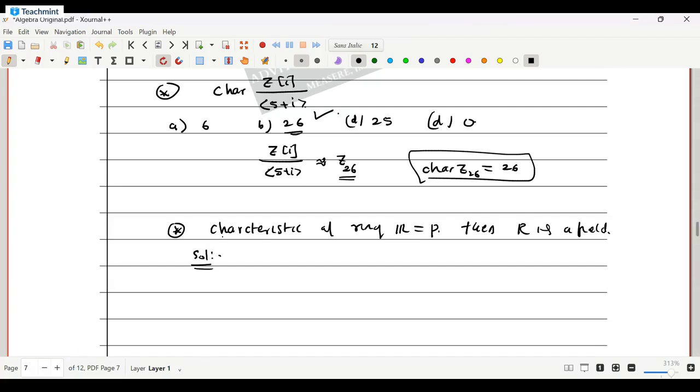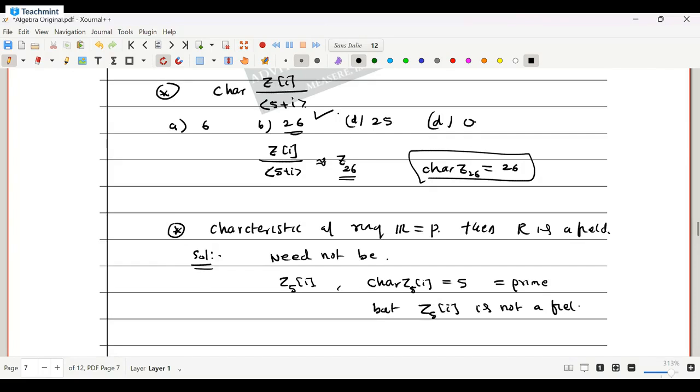We have already discussed some examples, and the answer is in them. The answer is that it need not be. Why? Z5[i]. The characteristic of Z5[i] is equal to 5. 5 is a prime number, but Z5[i] is not a field. Why? Because p = 5 is congruent to 1 modulo 4, so zero divisors exist, and we have already found those zero divisors. So it is not a field.